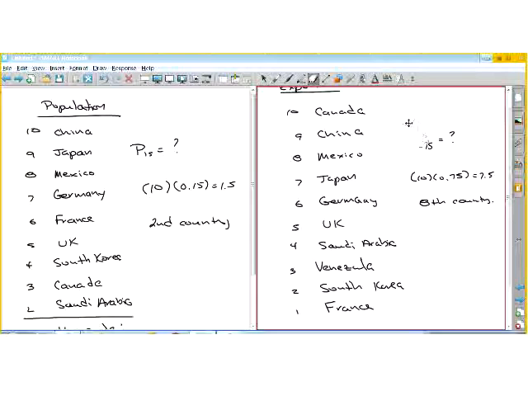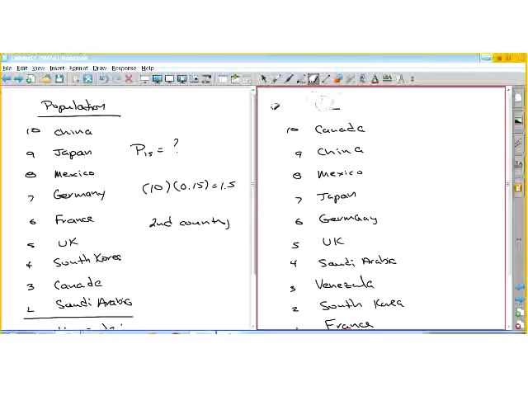Oh, I did imports. Sorry. This is the import list, so we can't do that. So these are actually imports, not exports. That's number 15.